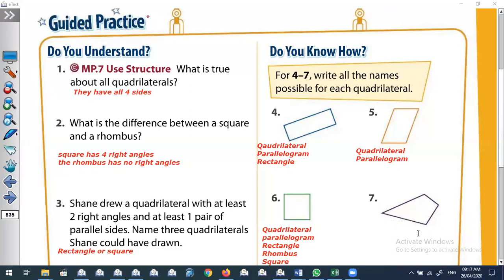Here, this shape is quadrilateral because it has 4 sides. But it cannot be trapezoid. This is not trapezoid because it has no parallel side, and the trapezoid has one pair of parallel sides. So this is not trapezoid. It's only quadrilateral.